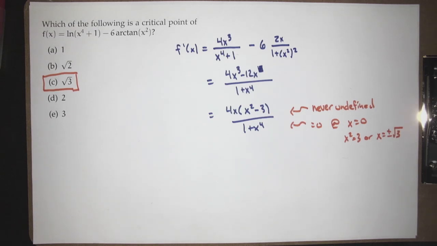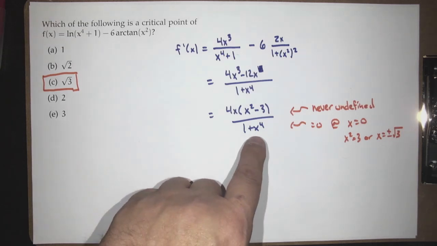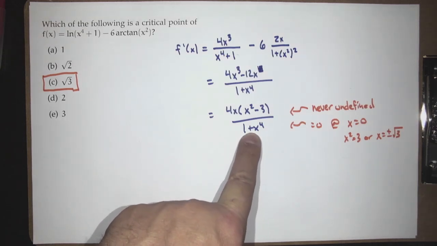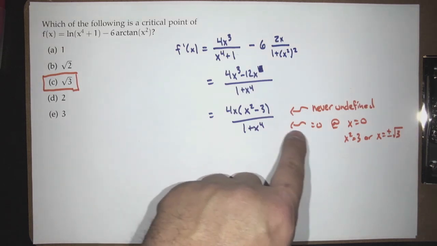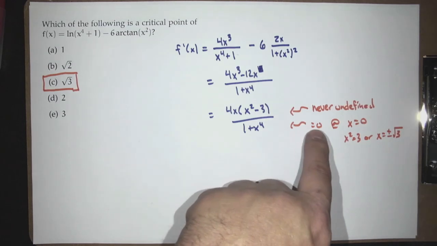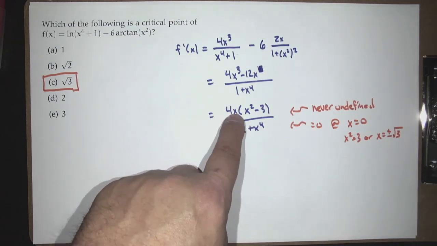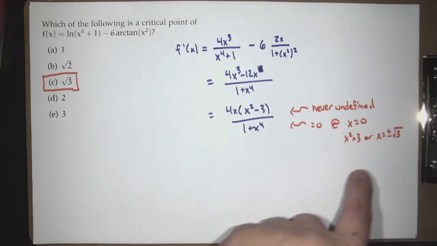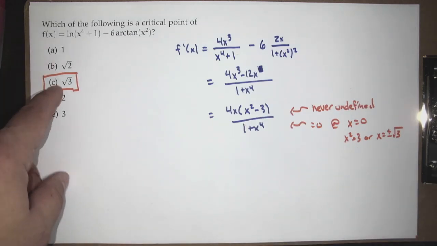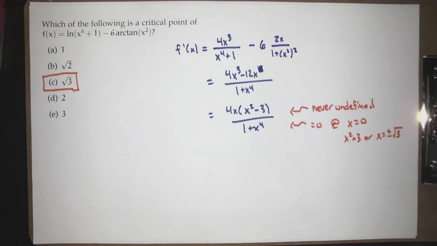Now we take a look at this and say, okay, is this ever undefined? Well, the only thing that might worry us is division by 0, but 1 plus x to the fourth is not going to be 0, so we don't have to worry about undefined. And then we say, okay, does it ever equal 0? Now this is not pointing to the denominator, it's just pointing to the whole expression. And it says, well, yeah, at x equals 0, but that's not on the list. Or when x squared equals 3, which gives us two possibilities, plus or minus root 3, and root 3 is on the list. So, okay, cool.